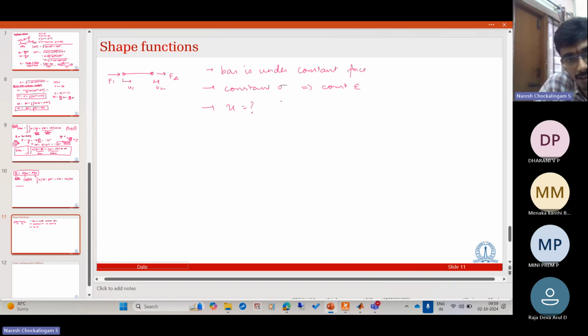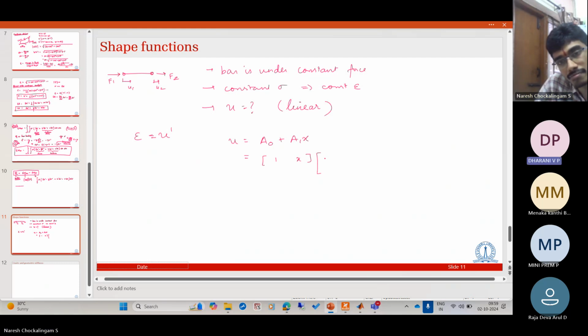It will be linear, right? The strain is the derivative of the displacement. Therefore, for a constant strain, the derivative of something is a constant, which means that something has to be linear. So you just take u as some a0 plus a1x, which is in general linear. Can we write it in some other form? As usual in our matrix form, it is 1 x multiplying a0 a1. Yes, very good. Okay, so this is a good thing. We have it.